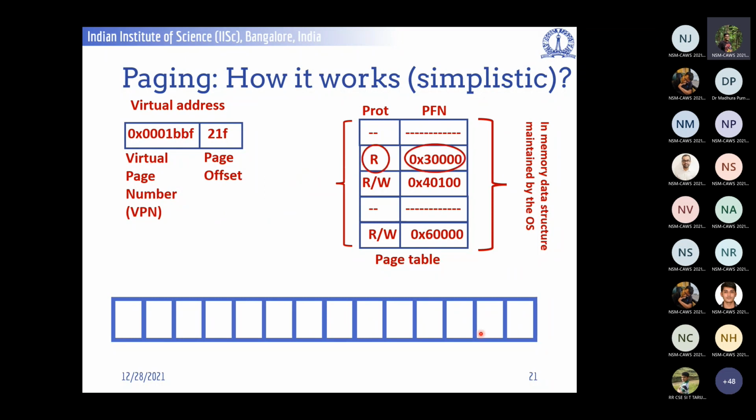And once you have that, you can add, or concatenate, the page offset to the physical page frame number that you got. You add the page offset, and you get the actual physical address corresponding to the given virtual address, where the load or store is destined for, right? So conceptually, this is how the virtual address translation should work.